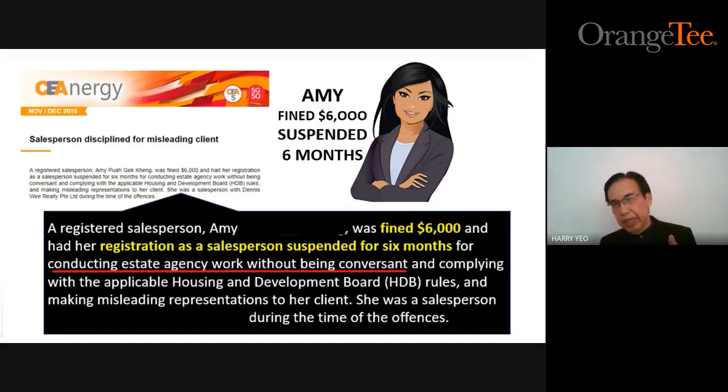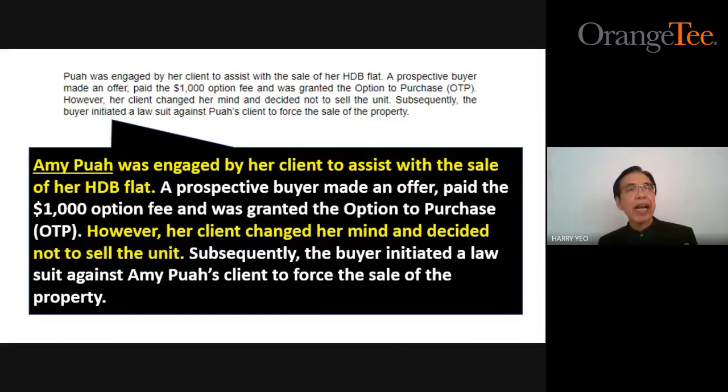Amy is a registered salesperson doing HDB, and she was fined because she conducted estate agency work without being competent. She is incompetent. She doesn't have full knowledge. What do you mean? Well, Amy was engaged by the client to sell an HDB flat. And that's good news. Let's say, I give you 2%, sell HDB flat. And the buyer came and offered the price.